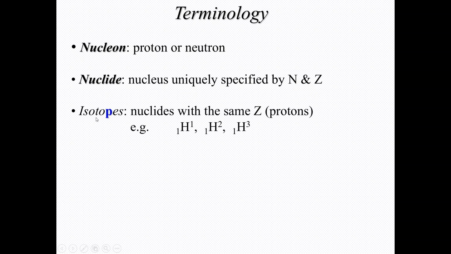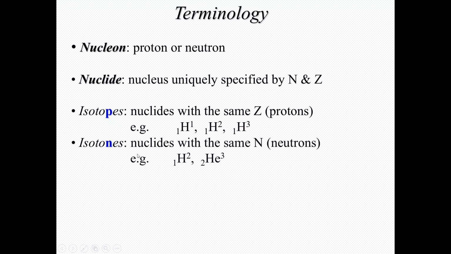Isotopes: what is meant by isotopes? By isotopes we mean nuclei with the same atomic number, that is, the same number of protons, but different numbers of neutrons. An example of that is protium, deuterium and tritium. All these hydrogen isotopes have one proton but different numbers of neutrons. Protium has no neutrons, deuterium has one neutron, and tritium has two neutrons.